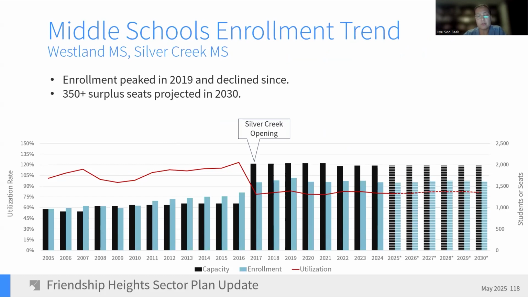At the middle school level, enrollment peaked in 2019. While this coincides with the pandemic, considering that the elementary school enrollment peaked in 2015, it was probably about time for the middle school enrollment to peak around then. MCPS is projecting that there will be about 350 surplus seats in the 2 middle schools by 2030. Next.